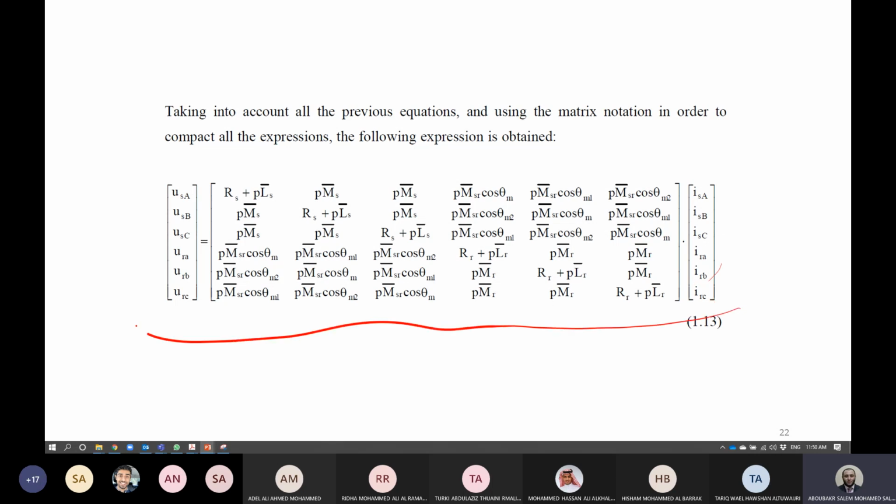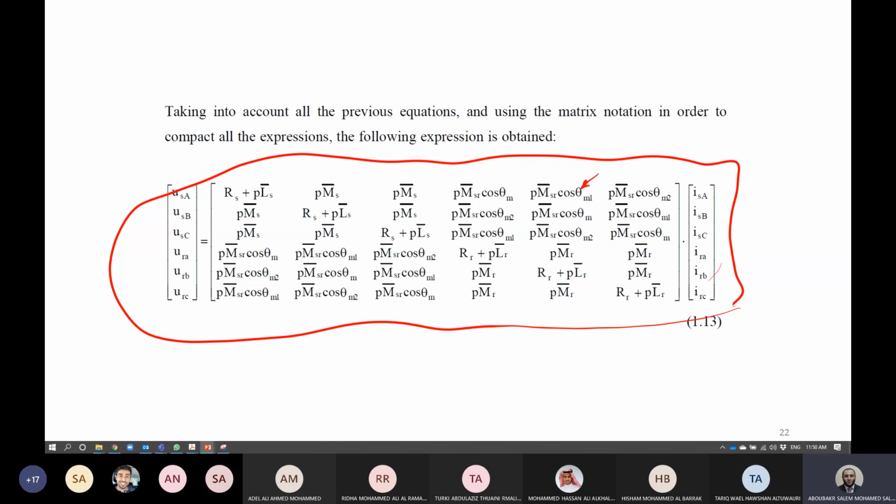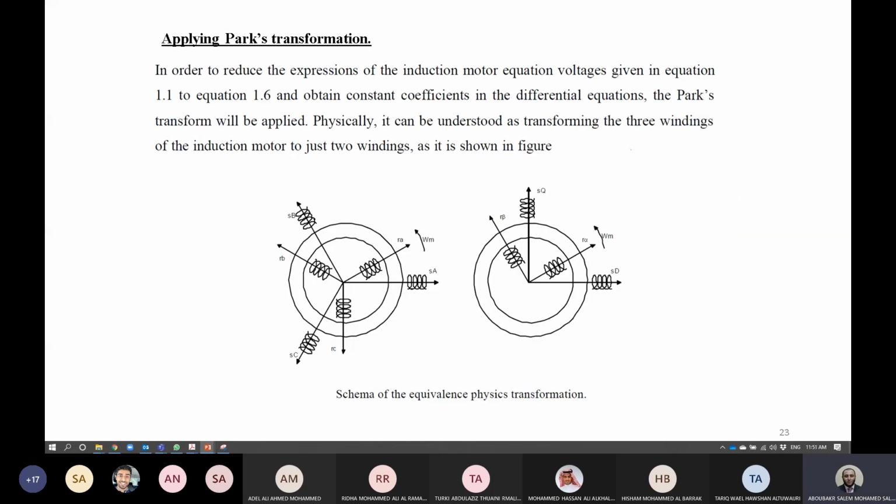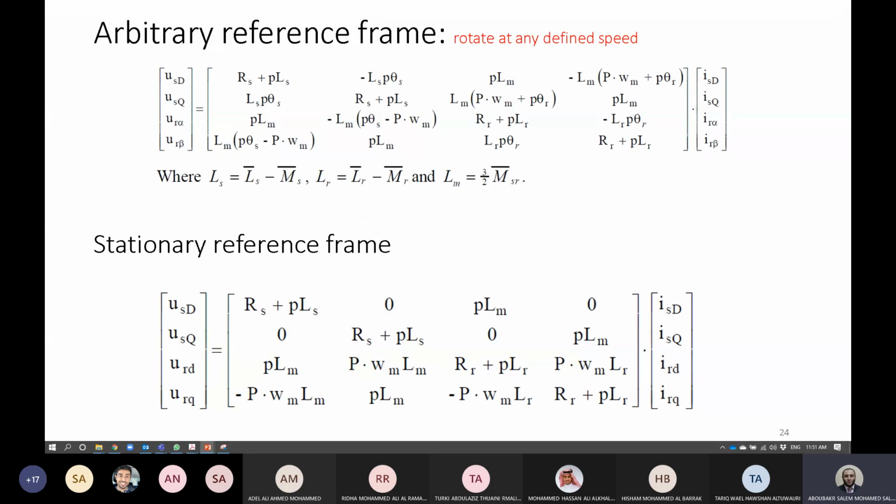And as you can see, it's a very complex matrix. And all the time, it will depend on the value of theta, which is variable. So this matrix is not easy, shabab, to be computed. However, if we apply the Park transformation after the Clark transformation, finally you can get just 4 equations instead of 6 in a different frame. This is called the arbitrary reference frame.